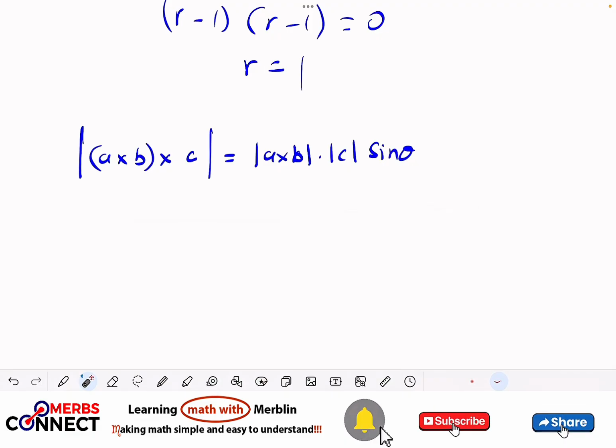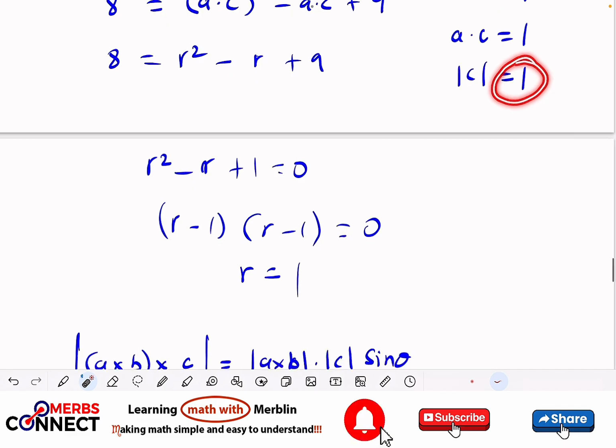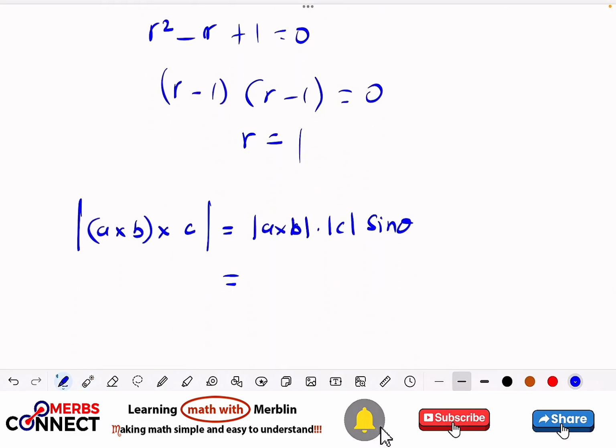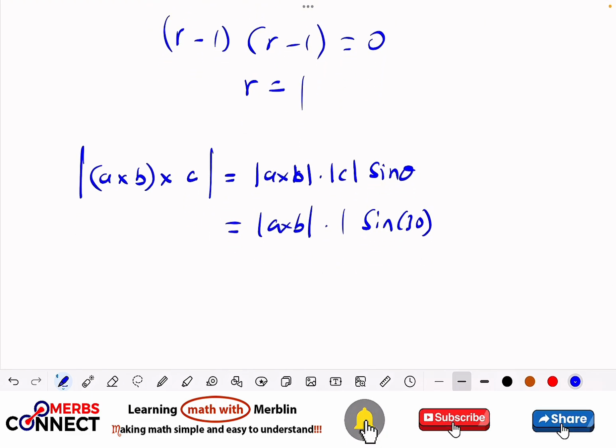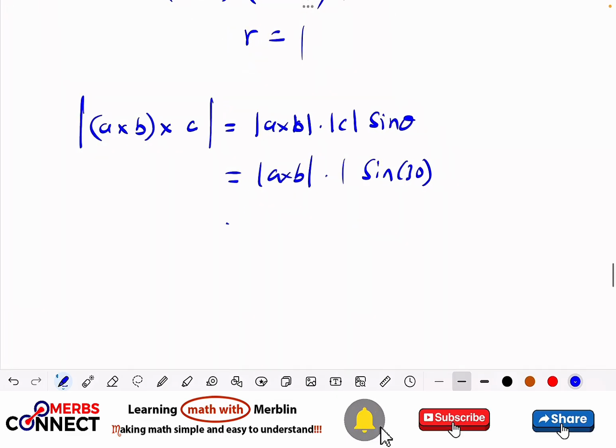So now we know this magnitude of C to be 1. So we can have this one to be A cross B times 1. And then we know that theta is 30. But what is sine 30? Sine 30 is 1 over 2. So this is basically going to be the same as A cross B magnitude times 1 over 2.